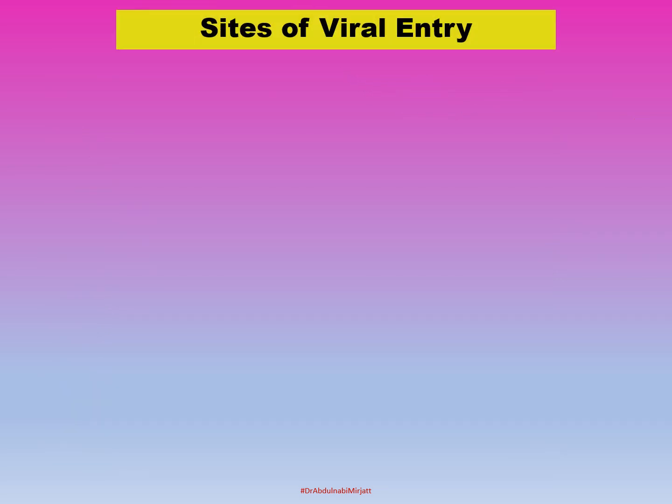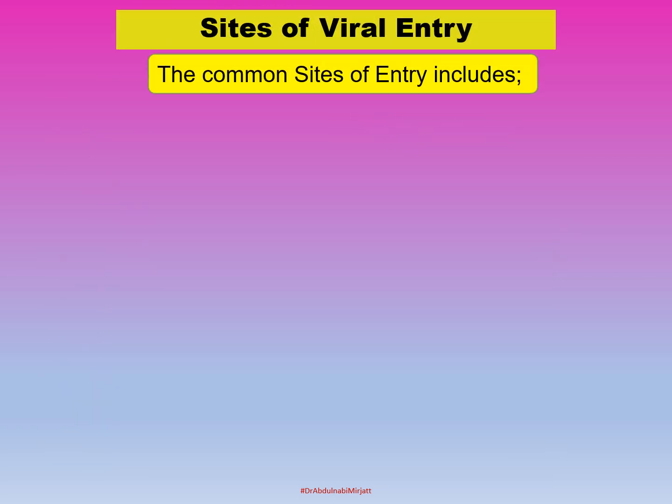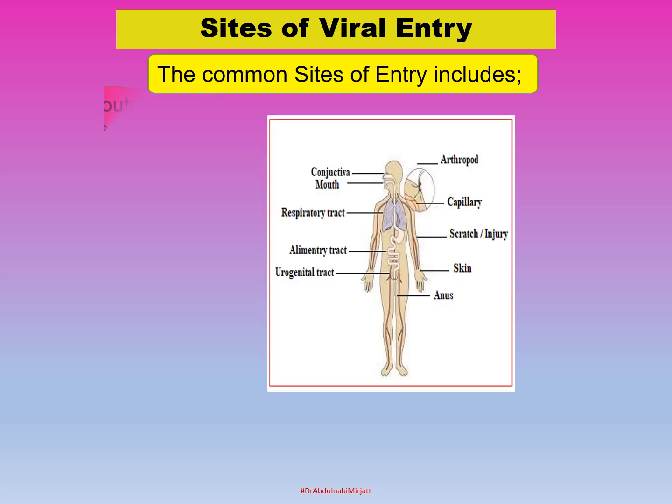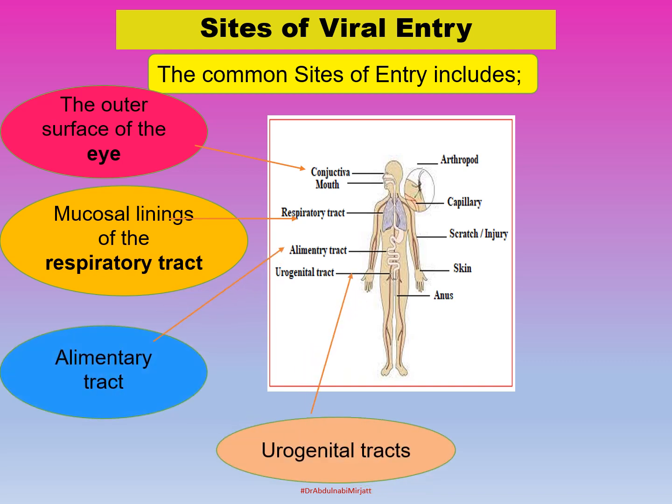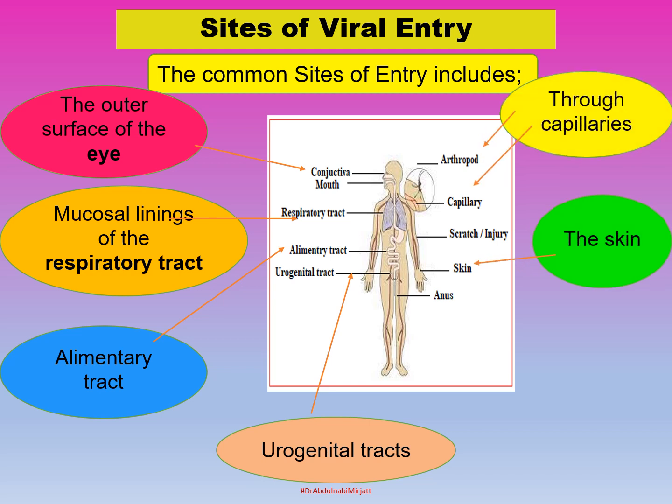Sites of viral entry. The common sites of viral entry include the outer surface of the eye, mucosal linings of the respiratory tract, alimentary tract, urogenital tracts, and the skin. Virus particles may also enter the blood directly through capillaries by a vector or arthropod bite and also directly through scratch or injury.